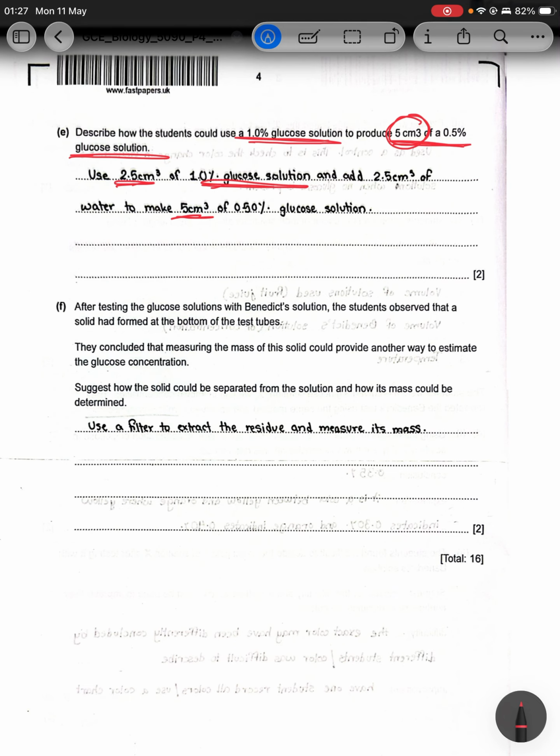After testing the glucose solution with Benedict solution, the students observed that a solid had formed at the bottom of the test tubes. They concluded that measuring the mass of this solid could provide another way to estimate the glucose concentration. So suggest how the solid could be separated from the solution and how its mass could be determined. So a very simple answer. You use a sort of filter to extract the residue, and then you measure the mass of the residue.